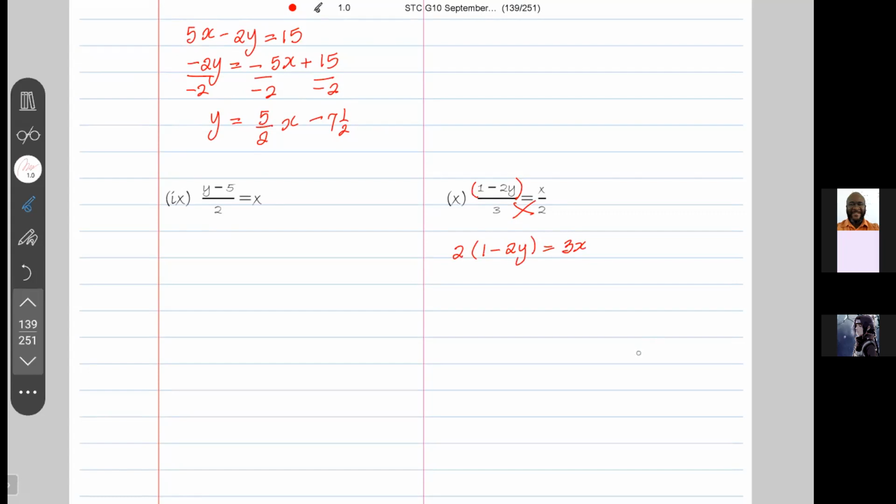Next, I'm going to remove the bracket by applying the distributive law. The distributive law says whatever is in the bracket is multiplied by what is immediately outside the bracket. 2 times 1 is 2. 2 times minus 2y is minus 4y. And this is equal to 3x. I need y by itself. Minus 4y is equal to 3x minus 2. Then I'm going to divide the entire equation by minus 4.